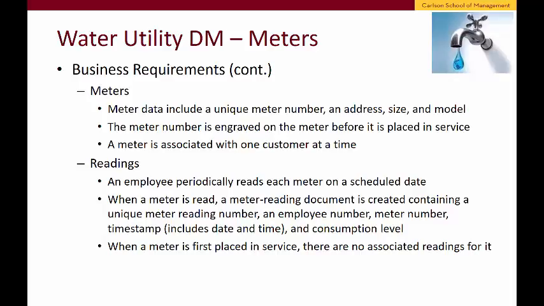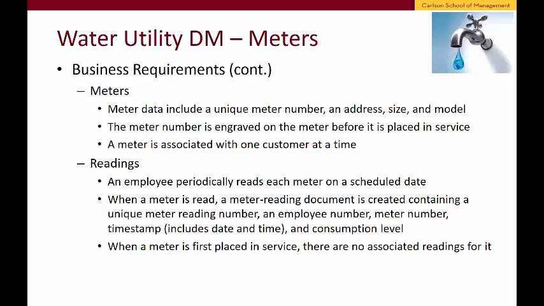Other meter attributes include an address where a meter is being or is about to be used, its size and model. The fact that a meter is associated with one customer at a time describes cardinalities in the relationship between meters and customers. A reading is performed periodically by an employee who becomes, at least initially, an attribute of those readings. A meter reading document that is automatically created by some kind of reading mechanism contains a unique meter reading number, an employee number, and a meter number.